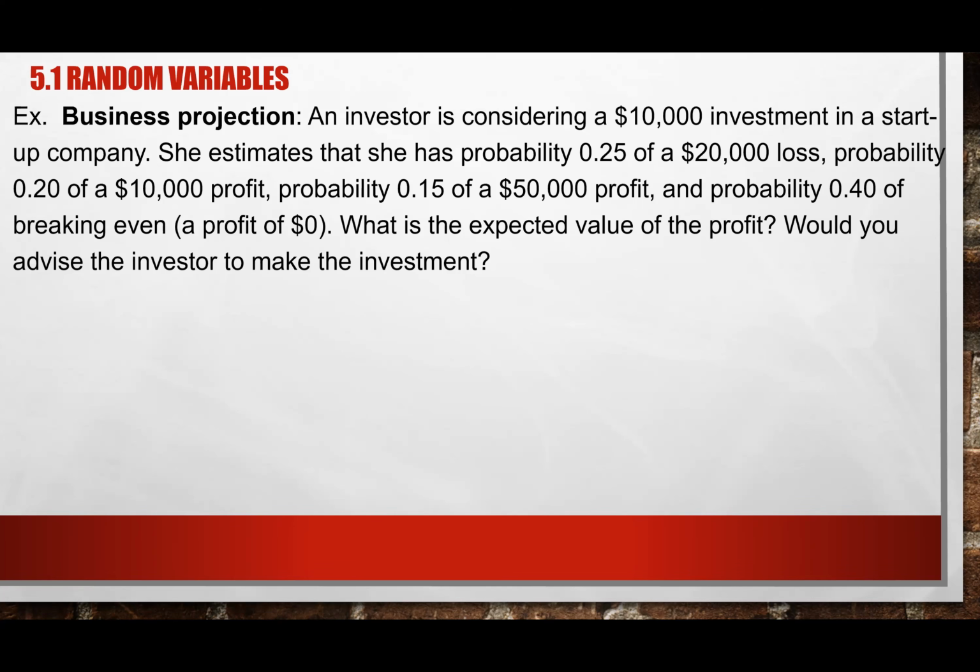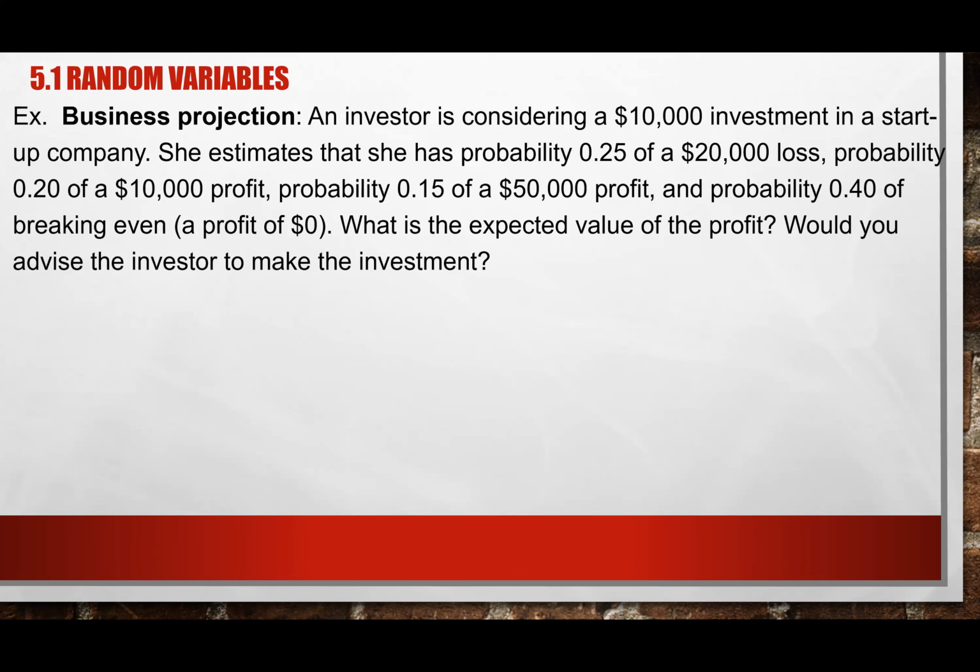So if you look at this item here, what they tell you is an investor considered to have a 10,000 investment in a startup company. She estimates that she has a probability of 0.25 of a 20,000 loss, meaning she expects to lose 20,000 with a probability of 25%. The probability of 0.2 is a 10,000 profit. The probability of 0.15 is a 50,000 profit, and the probability of 0.4 is breaking even, meaning 0 profit. What is the expected value?